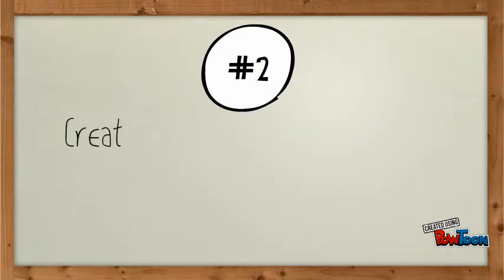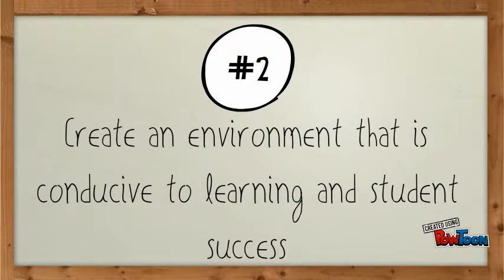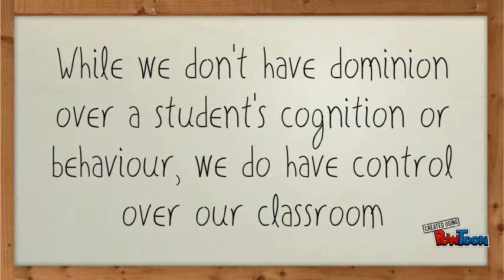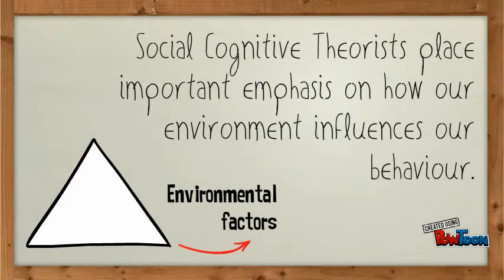Practical suggestion number 2, create an environment that is conducive to learning and student success. While we don't have dominion over a student's cognition or behavior, we do have control over our classroom. This is your kingdom, Sharon. Social cognitive theorists place important emphasis on how our environment influences our behavior.